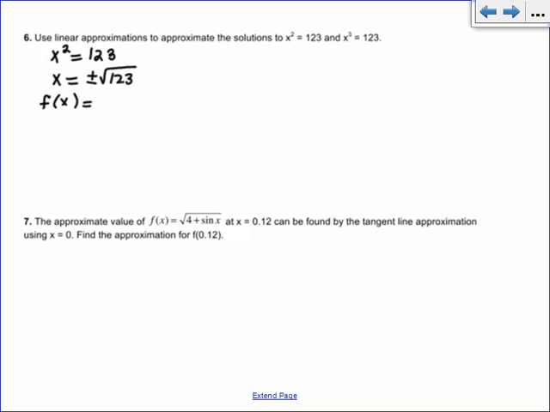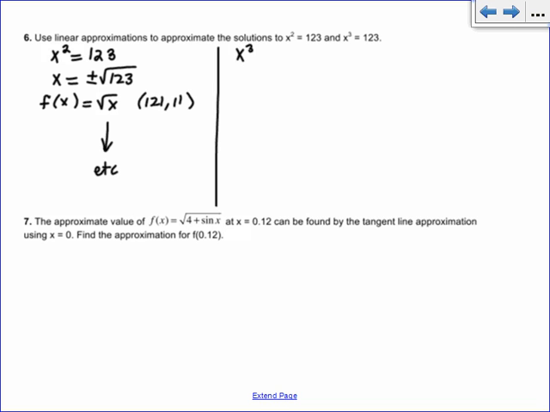F of x equals root x. It's just like the last one. And what would be a good point that's close to that to use? 121. Yeah, 121 comma 11. Does that make sense? So that's just like the last one, so you guys can definitely do that one. So let's try this next one.